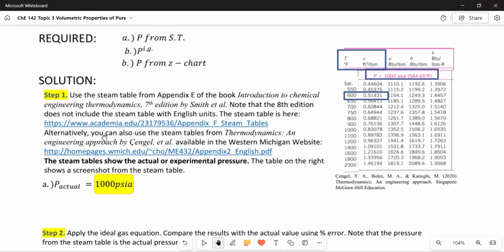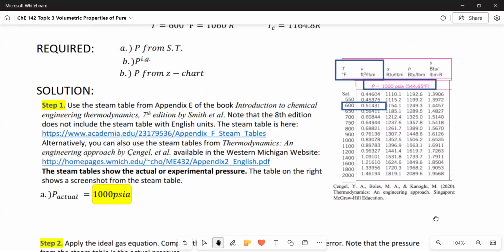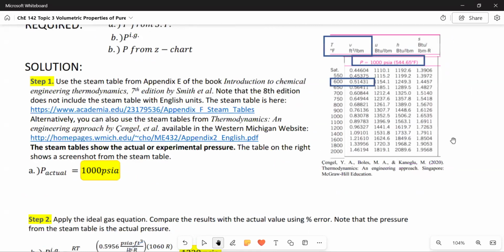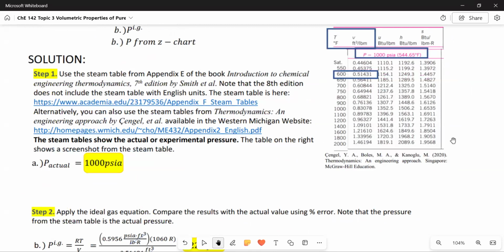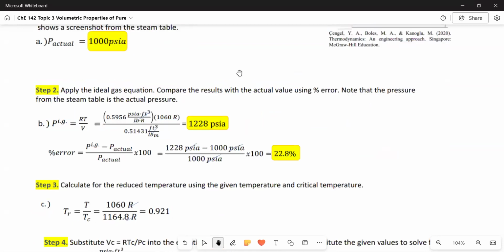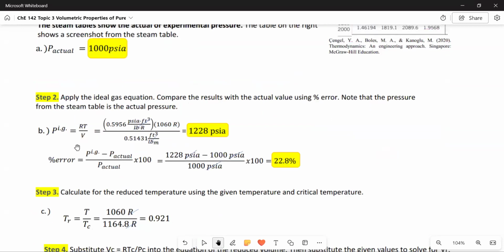Yeah, from that reference. So English units, I mean the Smith and Van Ness English unit steam table. The next step is we apply the ideal gas equation and calculate the percent error compared with the actual one or experimental one, and you get 22.8%.